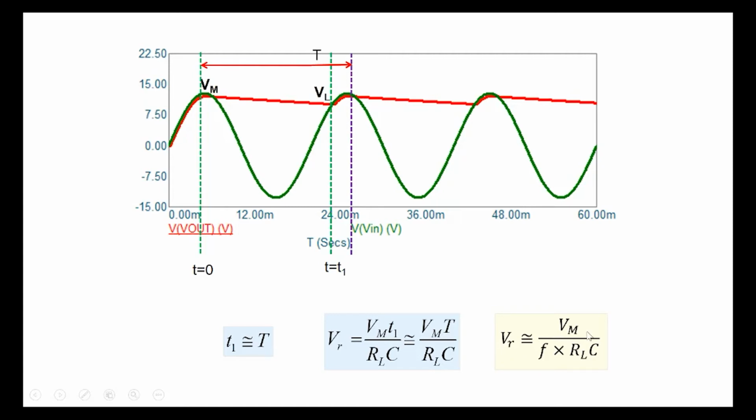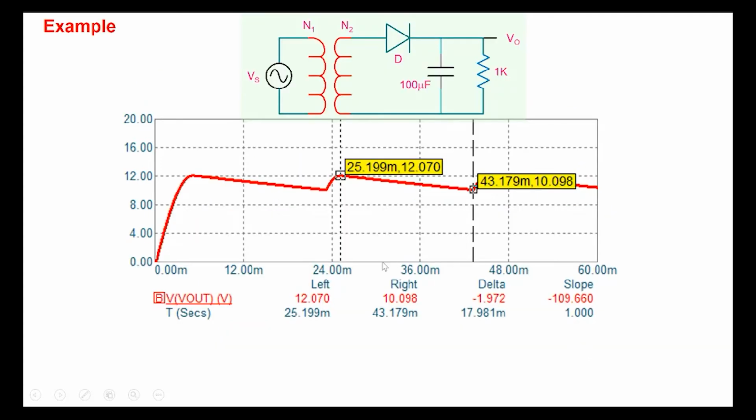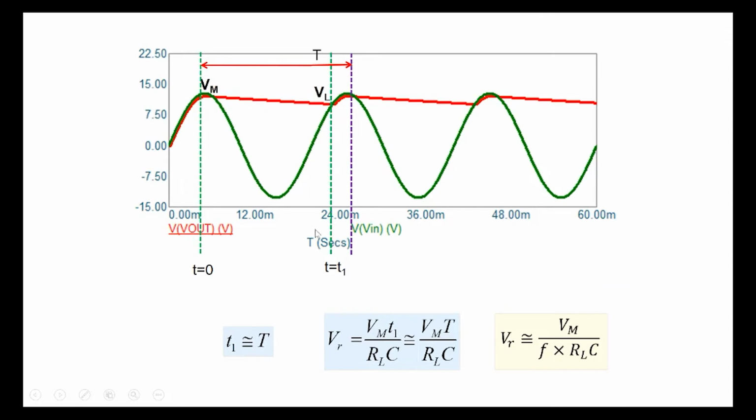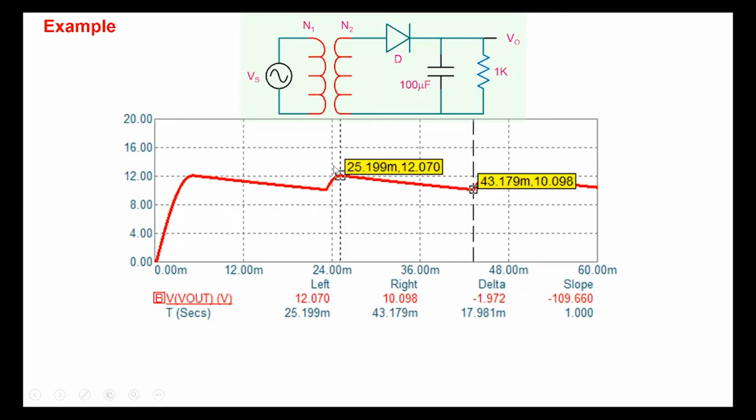So V ripple is equal to the maximum value Vm, divided by the frequency of the input sinusoid and the time constant RLC. Okay, so there are approximations in this. We are approximating T1 as practically equal to T, and we also took an exponential and approximated it by a Taylor series expansion, keeping only the first term. So there are approximations here, and the value that we get will have some amount of error associated with it. So let's look into it.